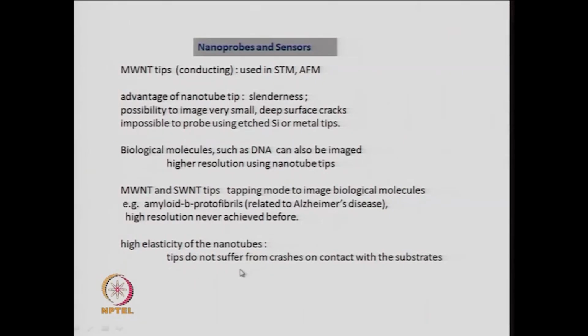Now, the high elasticity which I said, or the flexibility of the nanotubes leads to the fact that these tubes will not break so easily, whereas metal tips break quite often when they touch the surface. So, whereas carbon nanotubes do not suffer from these crashes on contact with the substrates, because they are highly flexible. So, that is another important point, because tips are expensive and every time you break a tip you have to buy a new tip. So, the flexibility of the nanotube is very important.